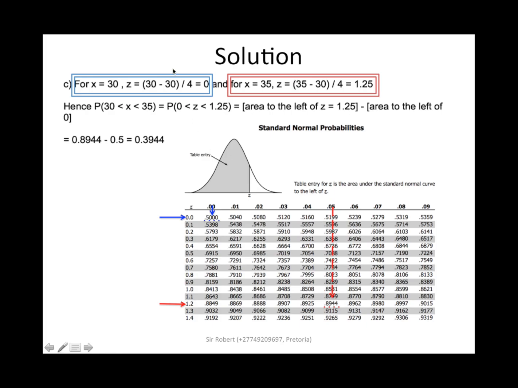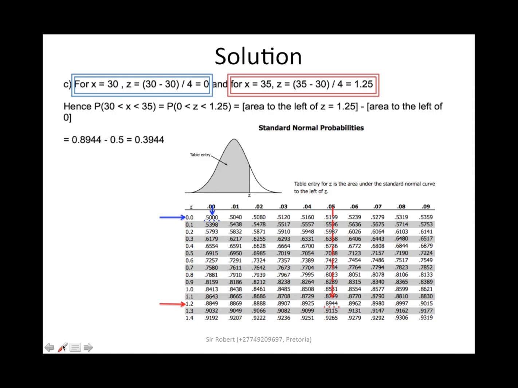So for C now, we want the area between. You first find z for x: 30 minus 30 over 4 is 0. Then for 35, 35 minus 30 divided by 4 is 1.25. So now you want the area which is between. When you convert it to z, it becomes the area between 0 and 1.25. So it means area on the left of 1.25 minus area on the left of 0.